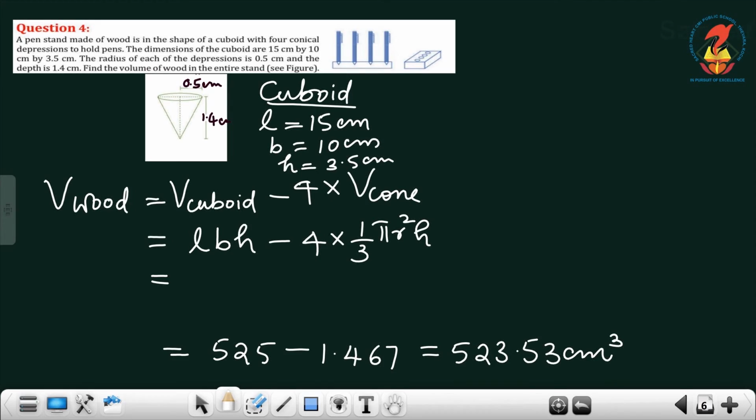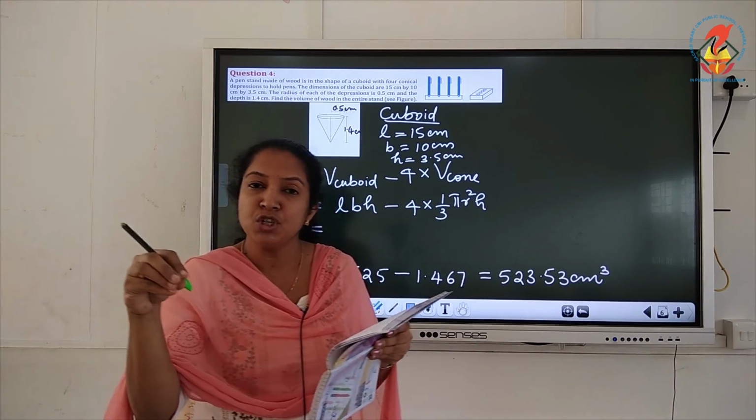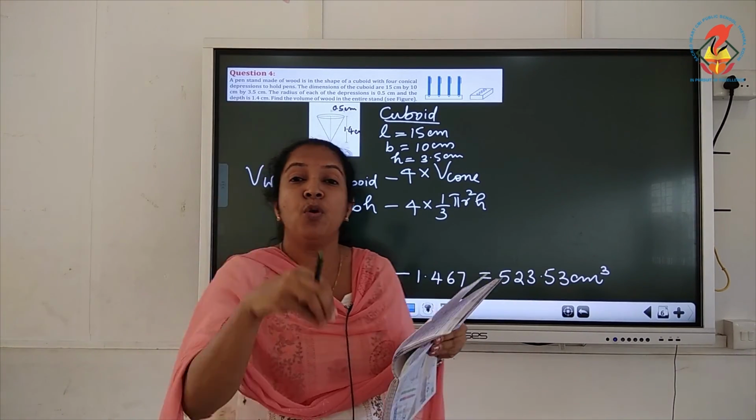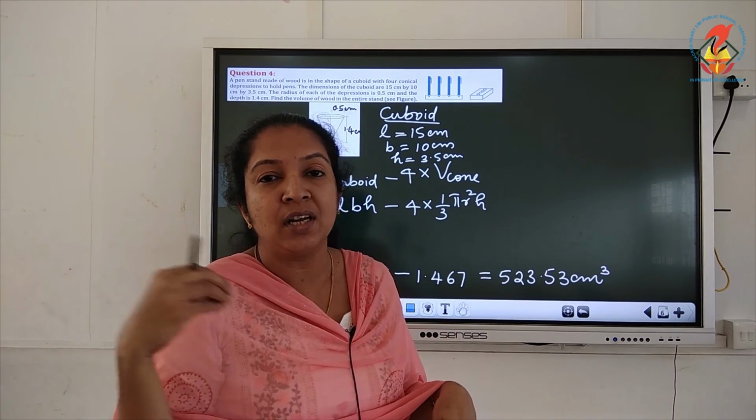So question number 4. A pen stand made of wood is in the shape of a cuboid with 4 conical depressions to hold the pens. The dimensions of the cuboid are 15 cm by 10 cm by 3.5 cm. The radius of each of the depressions is 0.5 cm and the depth is 1.4 cm. Find the volume of the entire stand. See, a wooden cuboid stand in which 4 conical depressions are given.